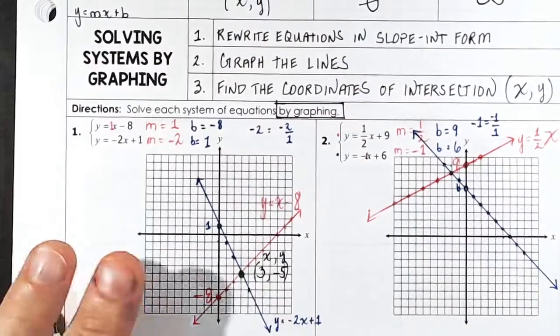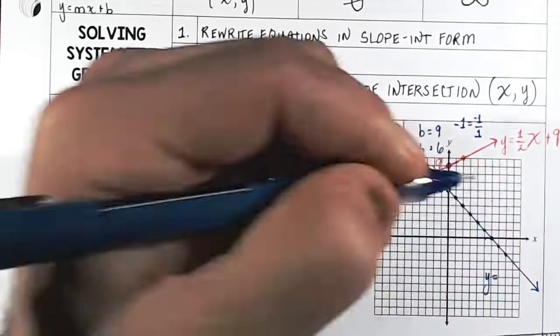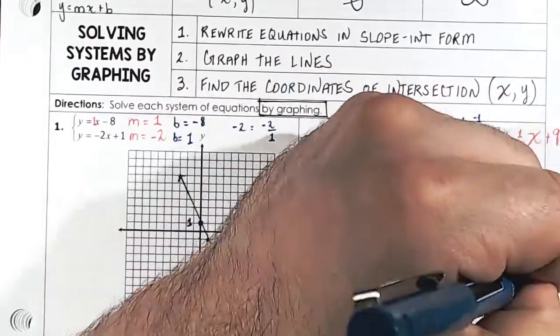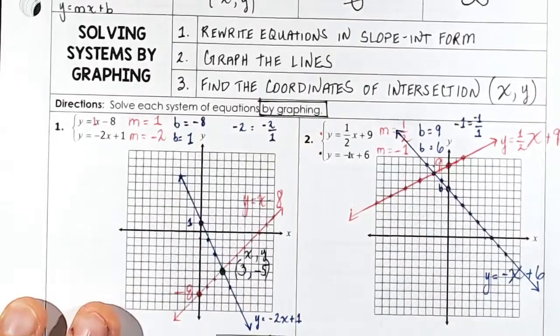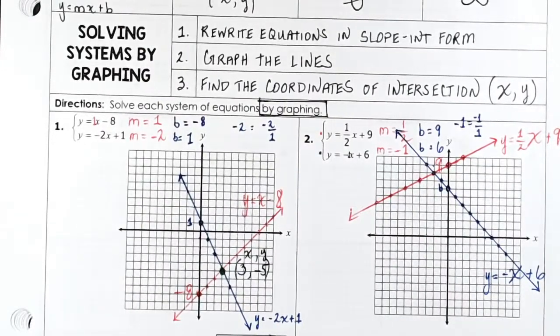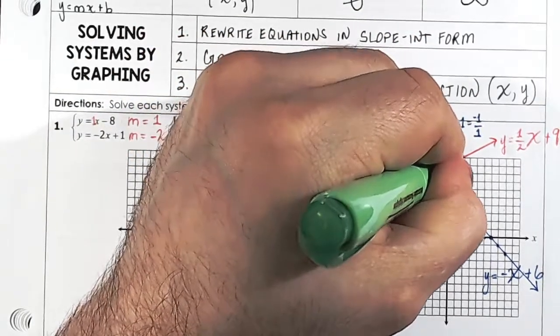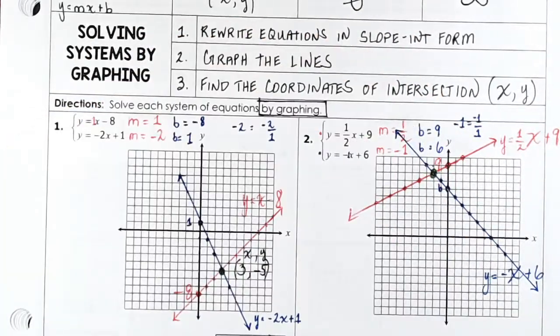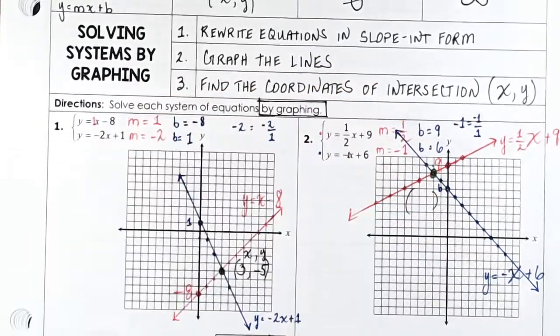And this line is labeled y equals negative x plus 6. Okay, so it's this coordinate here of intersection right here. We want to find out what that coordinate pair is. So what is the coordinate pair right there? We need an x and a y.